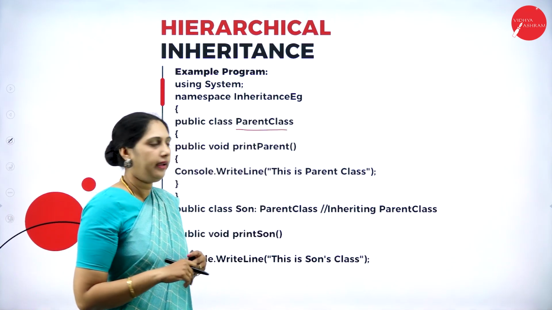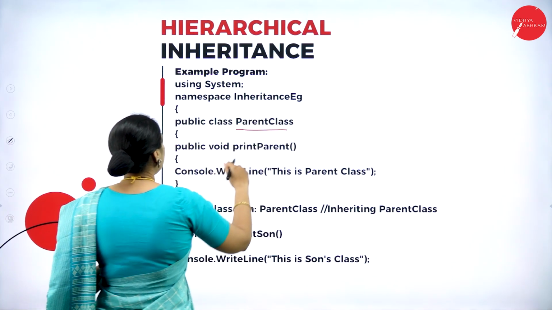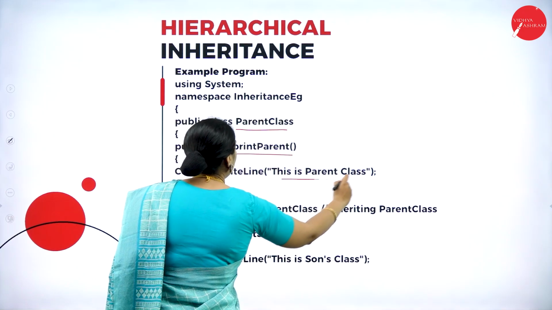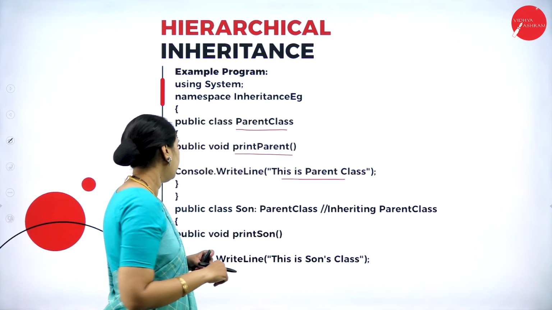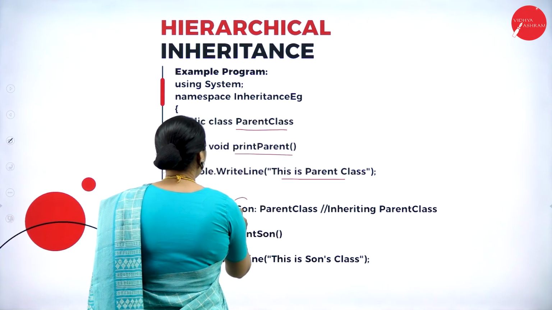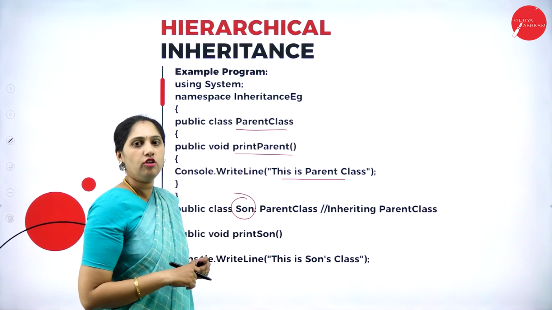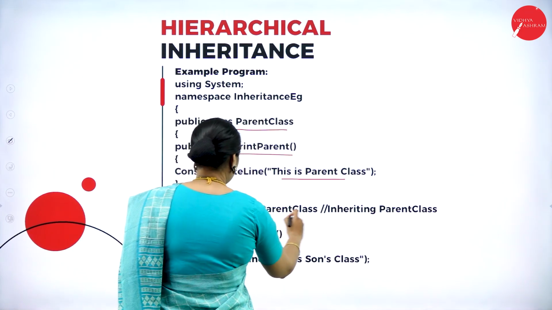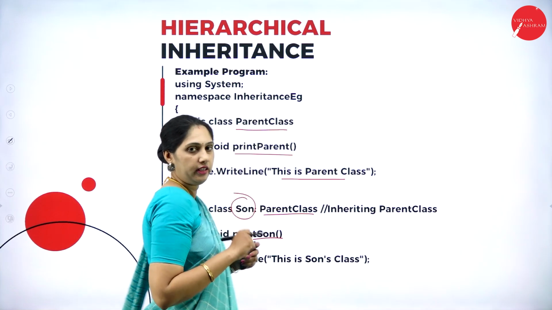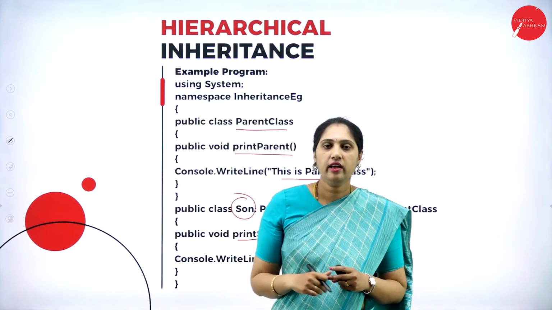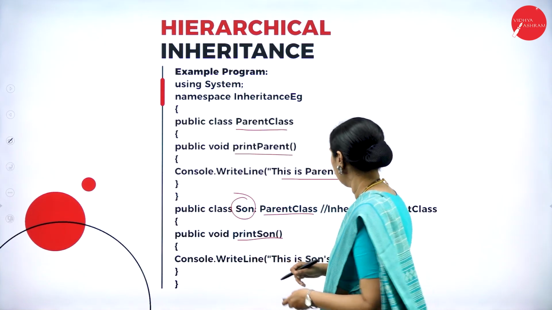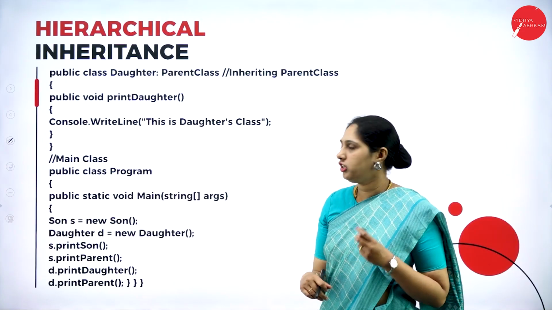Again we have used the parent class. So what we do is we'll print a parent message: this is parent class. Next we'll have a son. Son is also inherited from the parent class. We'll have a method print son, and a message is there: this is son class. Next we'll have a daughter.